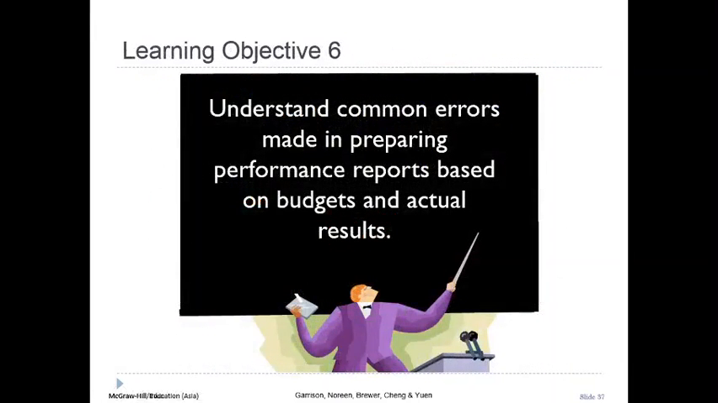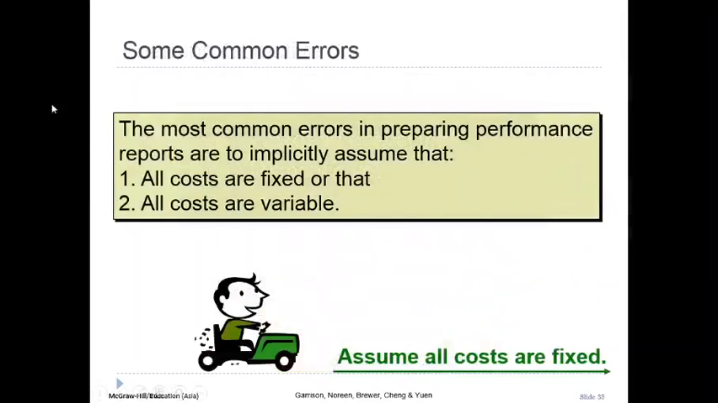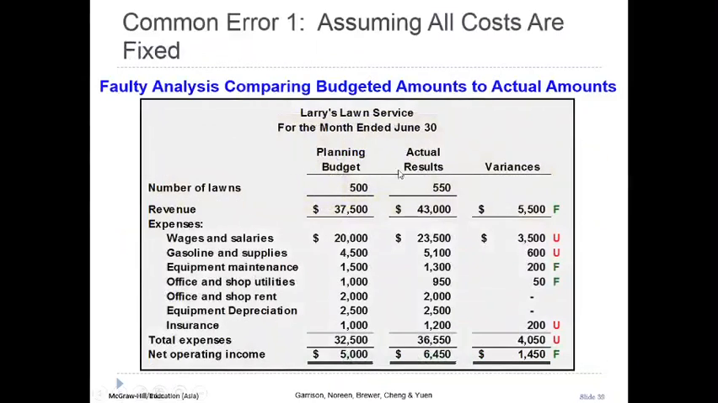Finally, there are some common errors that are made in preparing a performance report based on budget and actual result. The first one is assuming that all costs are fixed, and the second one is assuming that all costs are variable. As you can see here, when we don't take variable costs into consideration, the performance review could be unfair.